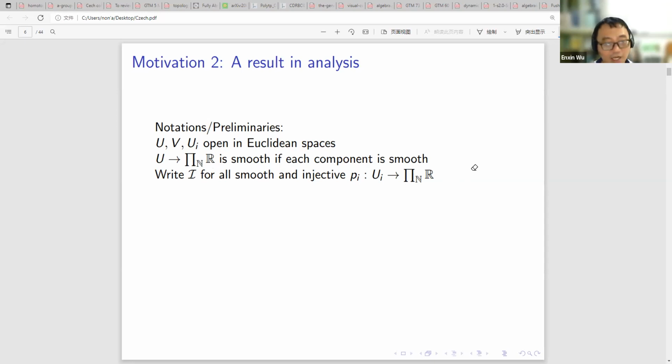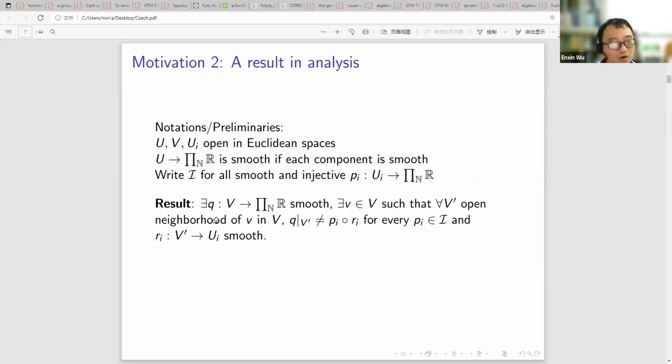The interesting result is there always exists a smooth function Q in this sense, from V to the countable product of R, such that there exists a point v in V, and no matter how small a neighborhood V' of v inside V is, Q restricted to V' can never factor through these smooth injective maps. So it could not be written as the composition of π composed with R_i, where R_i are the usual, because V' and U_i are open subsets in Euclidean spaces, so we can talk about smoothness in the usual sense.